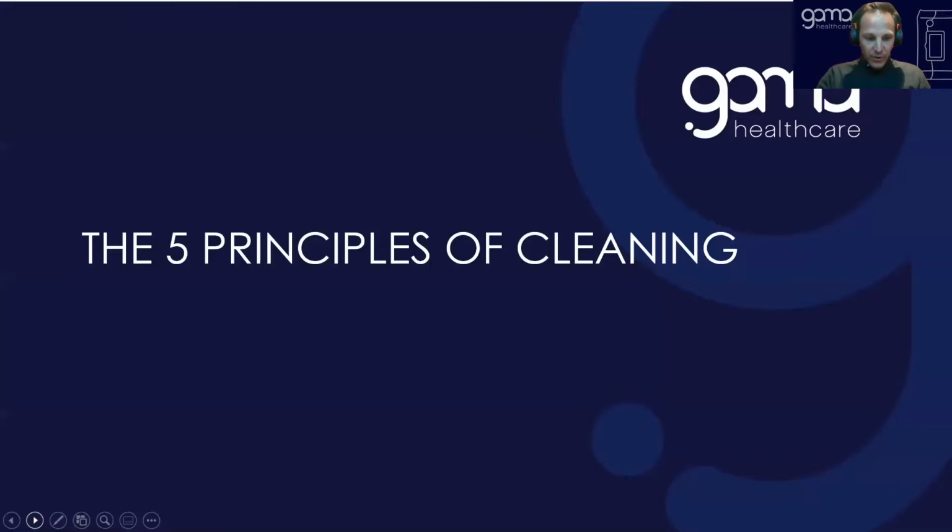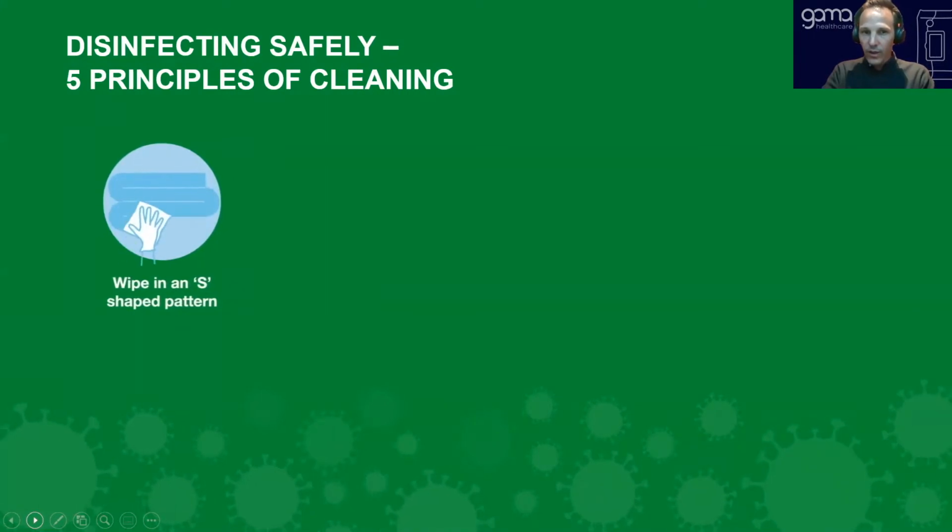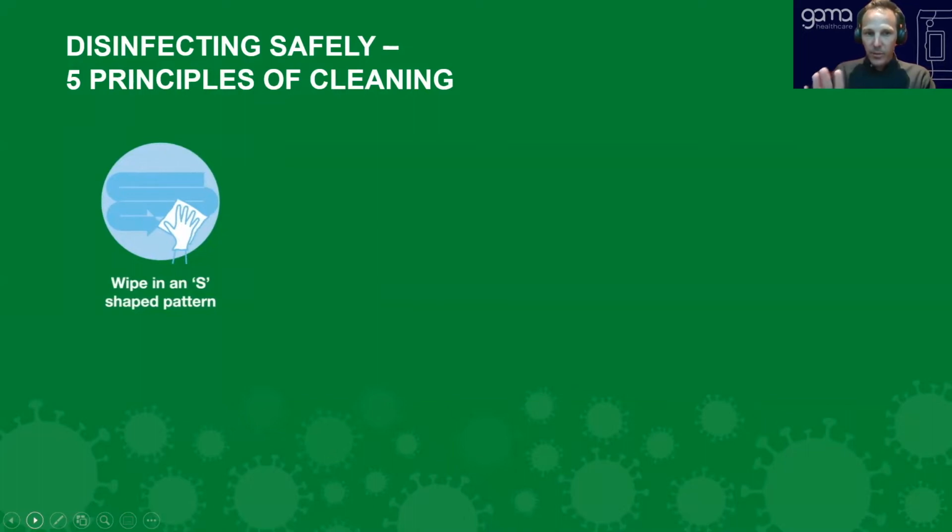So, 5 principles of cleaning. So this is about protocol, and just to let you understand how important it is to respect those protocols. So the first thing is, when you use a wipe or a cloth, you need to wipe the surface in an S shape. Okay, so that's principle number 1, because the S shape pattern will allow you to cover the whole surface of your equipment or device.